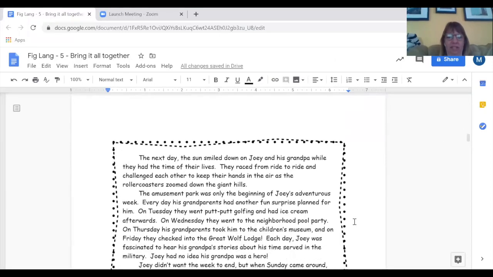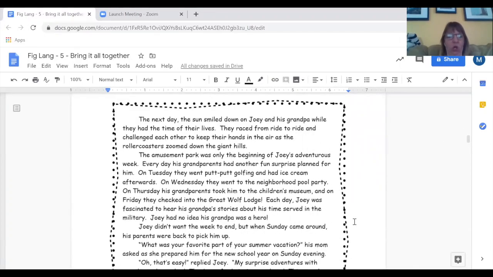The next day, the sun smiled down on Joey and his grandparents while they had the time of their lives. They raced from ride to ride and challenged each other to keep their hands in the air as roller coasters zoomed down the giant hills. The amusement park was only the beginning of Joey's adventurous week. Every day, his grandparents had another fun surprise planned for him. On Tuesday, they went putt-putt golfing and had ice cream afterwards. On Wednesday, they went to a neighborhood pool party.